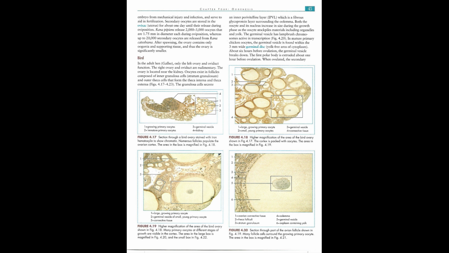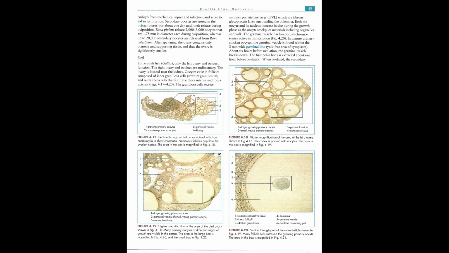The granulosa cells secrete an inner perivitelline layer, IPVL, which is a fibrous glycoprotein layer surrounding the oolemma. Both the oocyte and its nucleus increase in size during the growth phase as the oocyte stockpiles materials including organelles and yolk. The germinal vesicle has lampbrush chromosomes active in transcription, Fig 4.20.